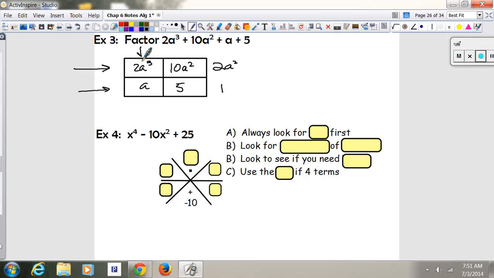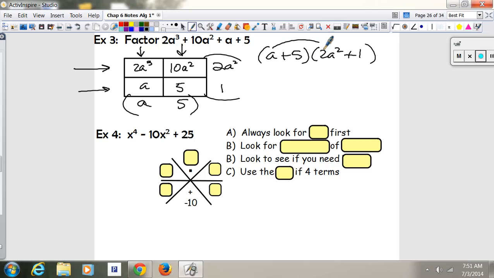Going straight down here, you see that they both have an a in common. And going straight down this column, you could divide both of those numbers by 5. Here's your 2 parentheses. They're right there in the problem. A plus 5 and 2a squared plus 1. If you did FOIL to those, if you did this times this, these, and these, you would get right back where you started. So we're just looking for these 2 parentheses would be the answer.